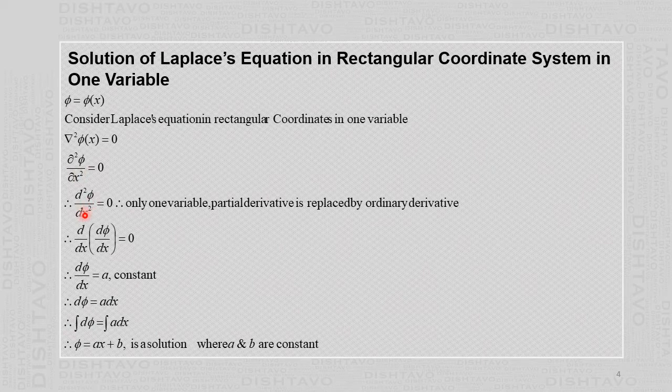Then d2 phi by dx2 can be written as d by dx of d phi by dx, that is equal to 0. Since the derivative of some quantity is 0, that means that quantity is constant. So d phi by dx equal to constant, which I have written as a. Then I take this dx on this side, and we get d phi equal to a dx. Then integrate both sides. The integral of d phi is phi, and in the integral of a dx, a comes out as a constant, the integral of dx is x, plus b, which is a constant of integration. So phi equal to ax plus b is the solution. In this case a and b are constants.